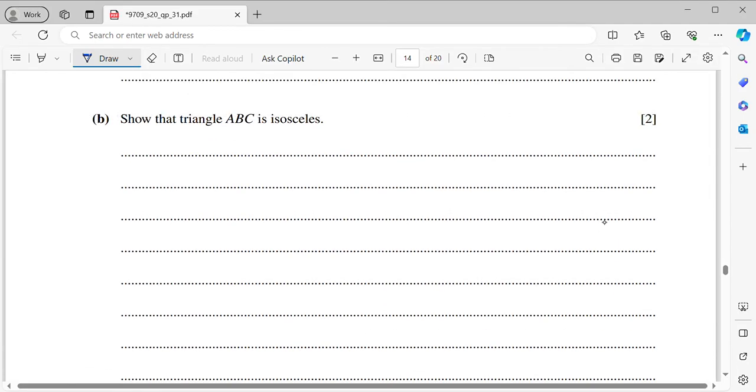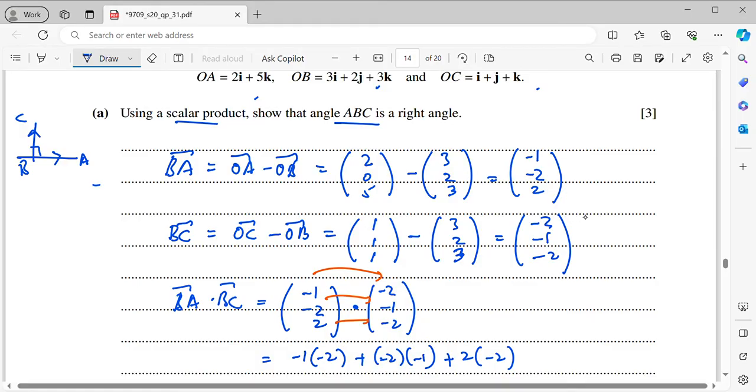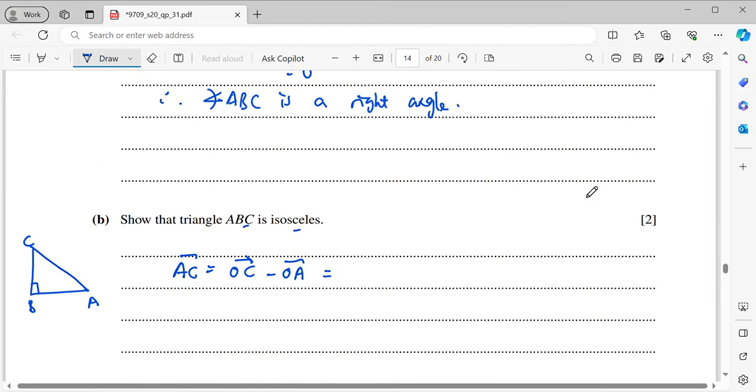Okay, now show that ABC is isosceles. Isosceles means that you get two equal lengths. We know that angle ABC is a right angle. Now I need to find my AC, because we have found AB and BC just now. So vector AC is OC minus OA. So OC is 1 1 1 minus 2 0 5. Then here you will get minus 1, 1, minus 4.